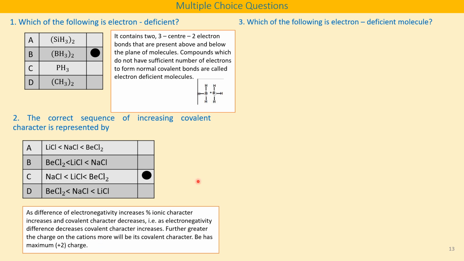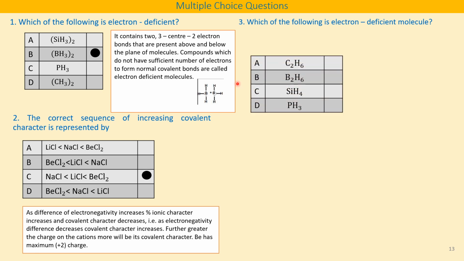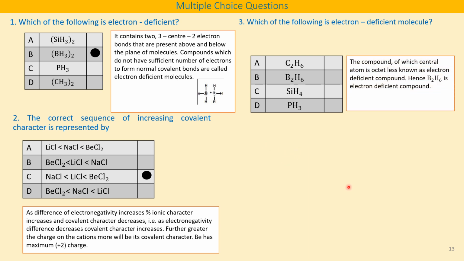Which of the following is an electron deficient molecule? Four options are given: C2H6, B2H6, SiH4 and PH3. That is option A, B, C and D respectively. You have to choose the correct answer. Mark your answer and I will give the explanation.